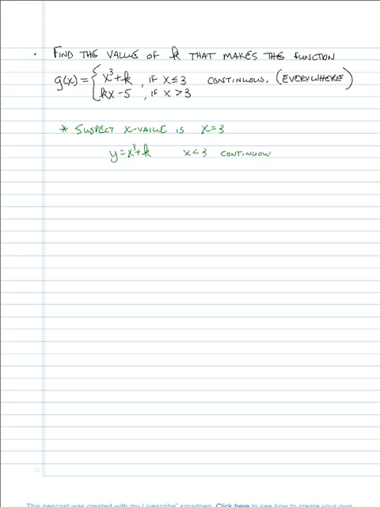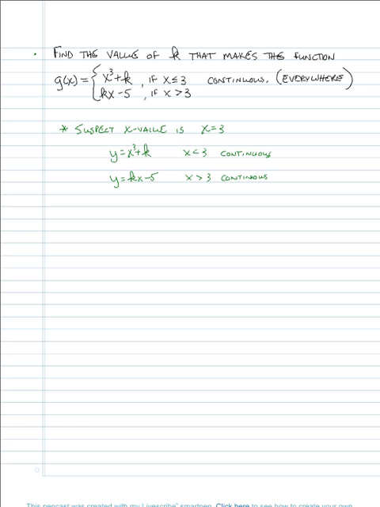So this part will be continuous no matter what k value we choose. Likewise, if x is greater than 3, we're looking at something that's just y equal kx minus 5. Whatever k we decide on, that's just going to be a line, and so as long as we're greater than 3, that's going to be continuous. It doesn't matter what we choose for k. So we've got to find the k, though, that makes these two pieces match.